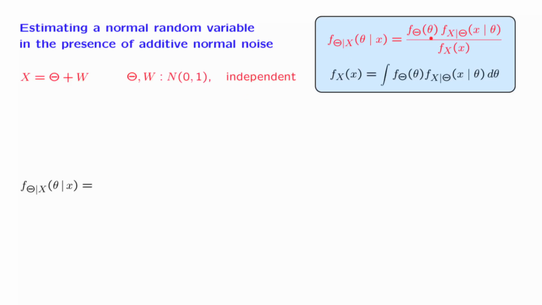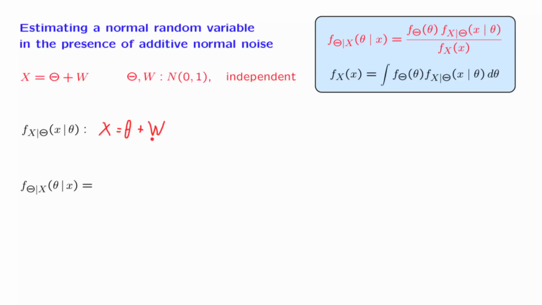We have the prior of theta, it's a standard normal. Now we need to figure out the conditional distribution of X given theta. What is it? If I tell you that the random variable capital theta takes on a specific value little theta, then in that conditional universe, our observation is going to be that specific value, little theta, plus the noise term capital W. This is the relation that holds in the conditional universe where we are told the value of theta.